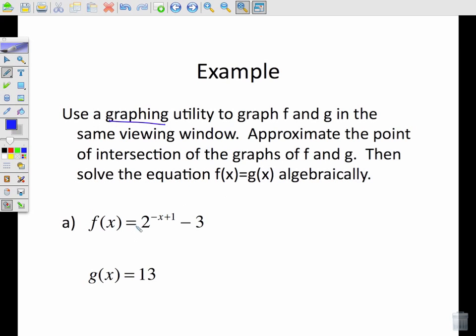these functions here, 2 to the negative x plus 1 minus 3. You want to include parentheses around your exponent. Enter that into y1 and enter the 13 into y2, and then you're going to do second calculate and find their intersection.